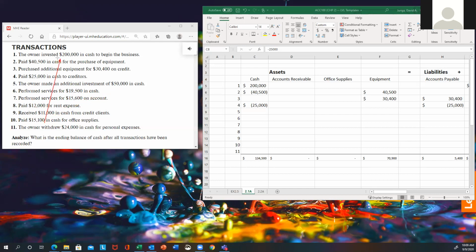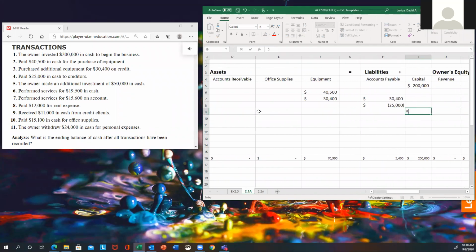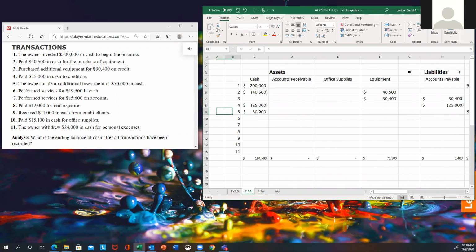So this is just like number 1. It's going to be the exact same accounts, except it's going to be a different dollar amount. So on number 5, we'd say cash, increase 50. And then I'm going to go over to capital and say increase 50,000. So that's just like transaction number one.